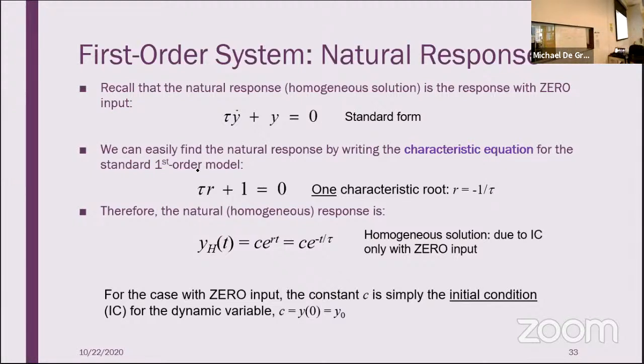Just as a note, for the case with no input, the constant C is simply the initial condition, so it's going to be y naught. This equation, C e to the -t over tau, is going to be important. That's a big deal, and it is. It's going to be a big idea, because -1 over tau is important, because tau is important.